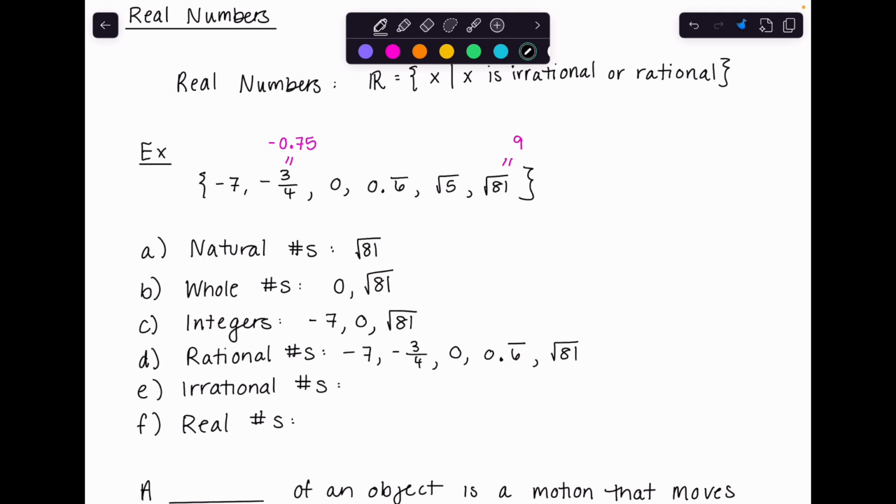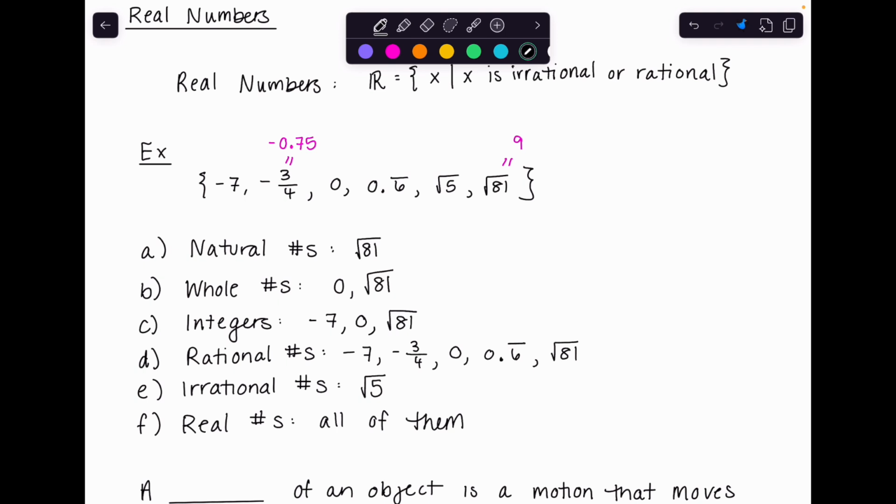My only irrational number is going to be that square root that does not simplify. So that is the square root of 5. And then my real numbers are really every single one of these. You merge these into one single list, but again, every single one of these numbers can be classified as rational or irrational. So really, this is all of the numbers. So I'm not going to bother writing every single one. That is just the entire list, okay?